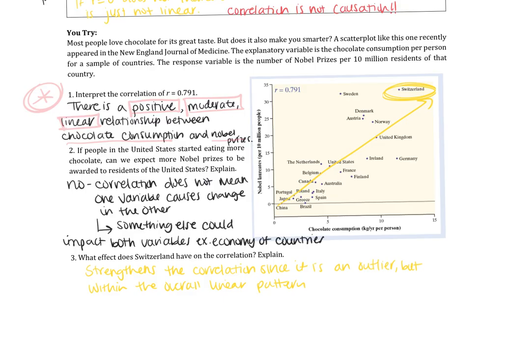If people in the United States started eating more chocolate, can we expect more Nobel Prizes? No, correlation doesn't mean one variable causes change in the other. There could be something else influencing this particular relationship, maybe like the economy of the countries.